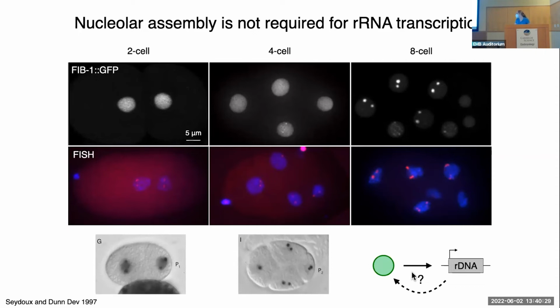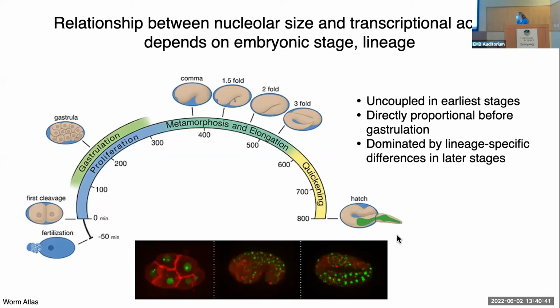We're still working this out, but there's definitely a bidirectional feedback loop between nucleolar size and rDNA transcription. And it appears to depend both on developmental time and on lineage. This is just a schematic of C. elegans embryogenesis. Early in development, there seems to be an uncoupling between nucleolar size and transcriptional activity. It is directly proportional before they undergo gastrulation and differentiation. And then in later stages of embryogenesis, it's absolutely dominated by lineage-specific effects.